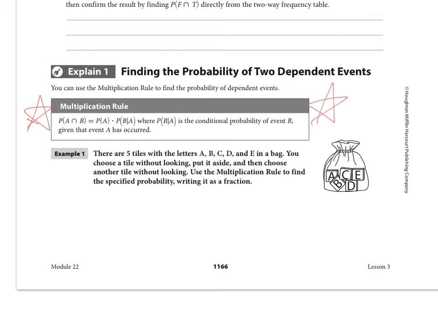So if we look at example 1 and read through that, this says there are 5 tiles with the letters A, B, C, D, and E in a bag, and here's our little picture of our bag. You choose a tile without looking, put it aside, and then choose another. Those 3 words, put it aside, are really important to take note of because you are not placing the tile back and therefore the sample space is changing. So then we choose another tile without looking. It says use the multiplication rule to find the specified probability, writing it as a fraction. So let's go to the next page.